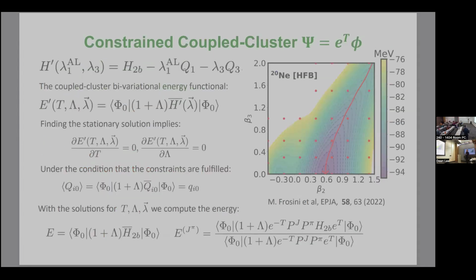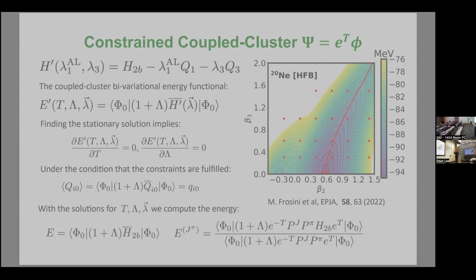So now coming to the new stuff here, we want to do constrained coupled cluster, kind of inspired by what Michael Frosini and collaborators did within the PGCM approach, in the Hartree-Fock-Bogoliubov case here. They do a scan of beta 2 and beta 3, which are related to the quadrupole and octupole mass moments. And they found a potential energy surface where the minimum for neon 20 has zero octupole deformation, but is, as we know, quadrupole deformed. But then, as you see, there is this trajectory here. If they vary beta 3, there is a minimum or valley where the beta 2 optimal value is.